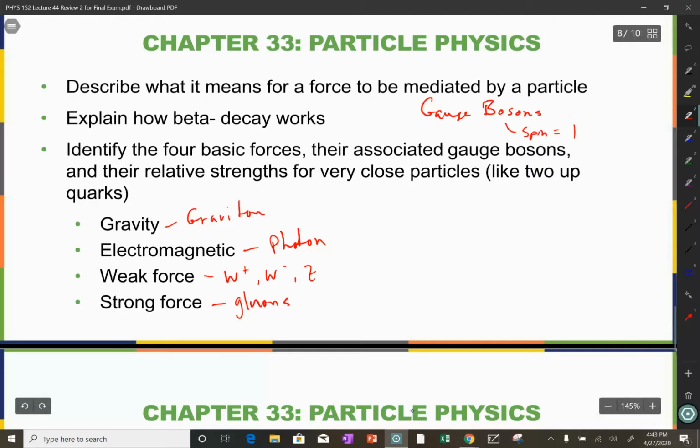Now I said explain how beta decay works. What we had before was beta decay was something like carbon-14 produces nitrogen-14 plus a beta minus, which is just an electron, plus this antineutrino. Or if you put it in a single nucleon instead of the carbon, that would be a neutron (0, 1) produces a proton (1, 1) plus a beta (minus 1, 0).